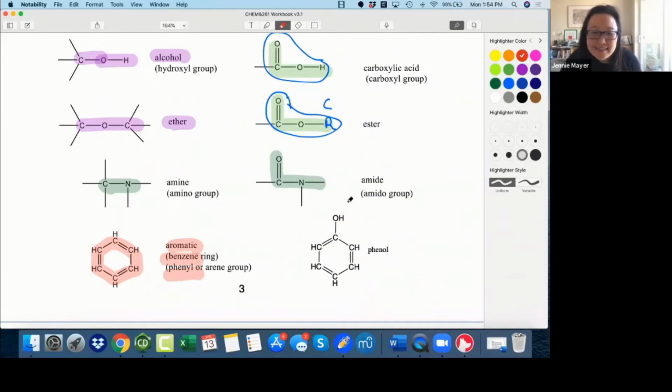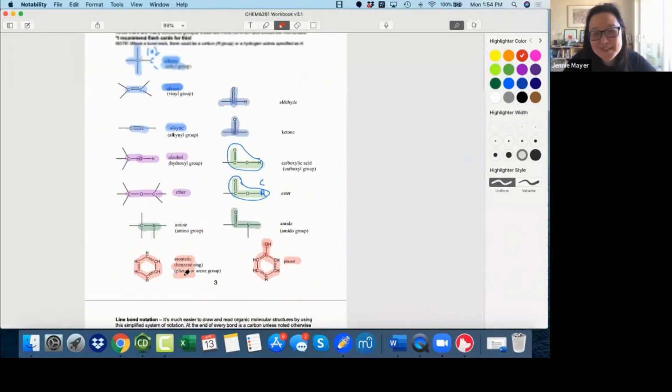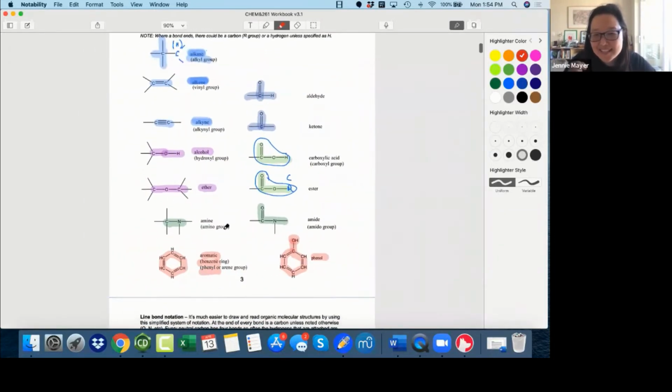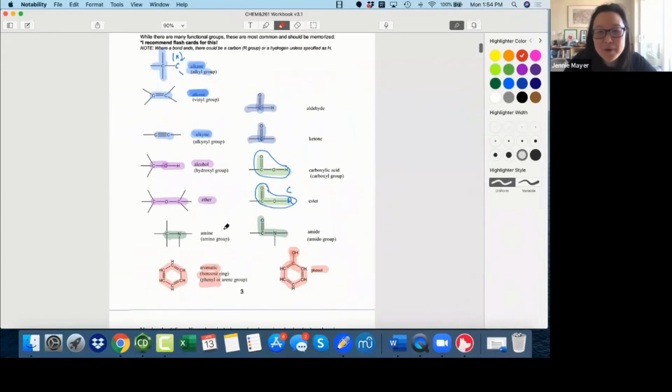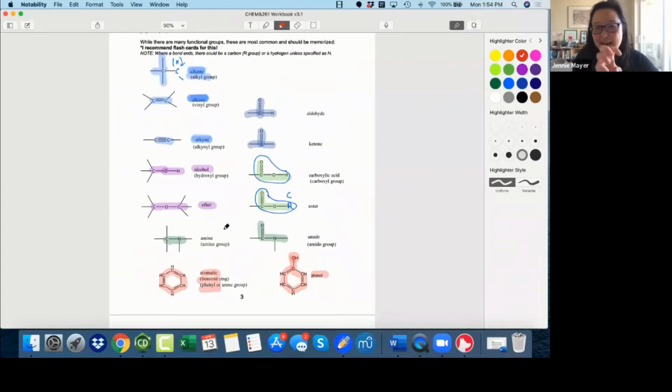Okay, and then the last one is similar in that this is aromatic and this is an alcohol, but once they're together, they too will form their own thing. And so then it becomes phenol versus phenyl. So these are different names for these different reactivities and chemical and physical properties that these patterns carry with them.